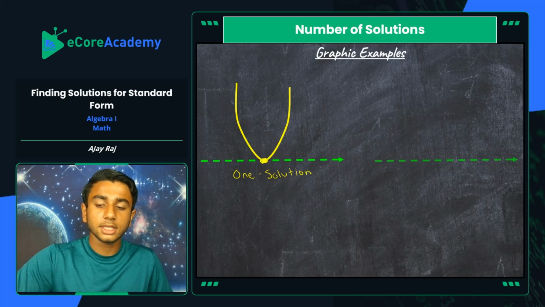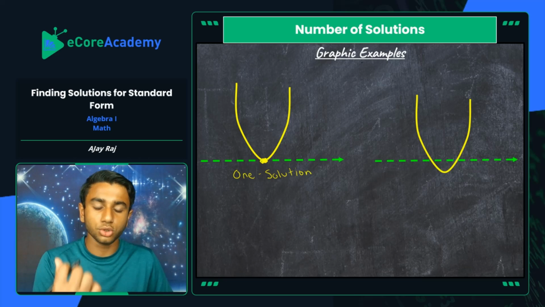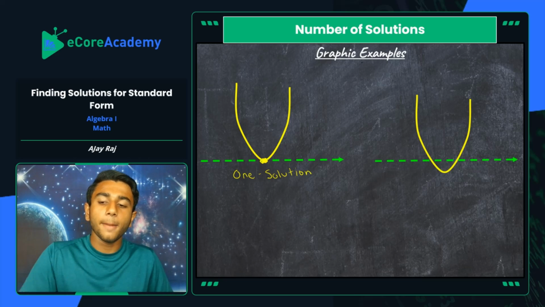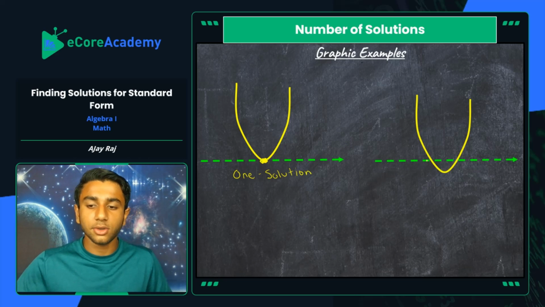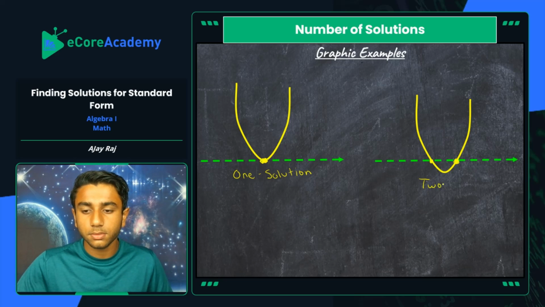All right, next example, we're going to have a parabola that's pushed, almost dragged, downwards a little bit more. In this case, it's intersecting at 2 different points. That means 2 separate solutions. This is the maximum amount of solutions a parabola can have. So this is 2 solutions.